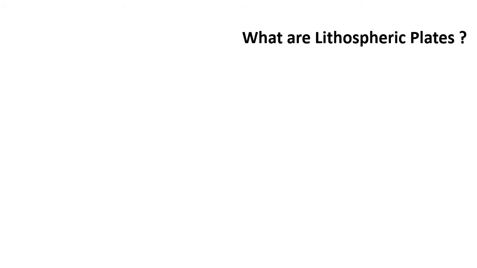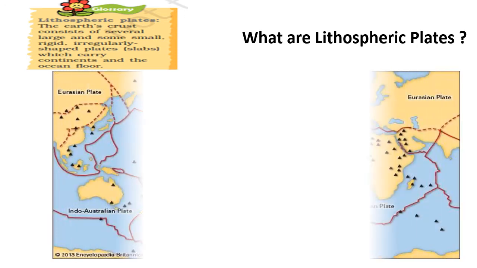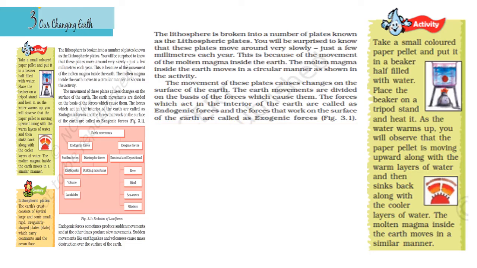I think you all got it. What are lithospheric plates? The earth's crust consists of several large and some small, rigid, irregularly shaped plates or slabs which carry continents and the ocean floor. See, the whole world is divided into these. The whole earth's crust is divided into many large and small plates. The movement of these plates causes changes on the surface of the earth.